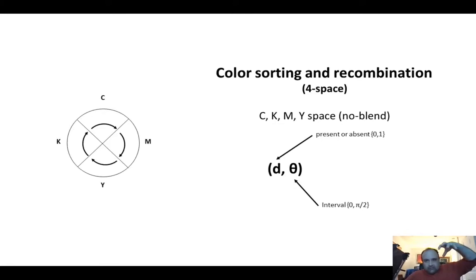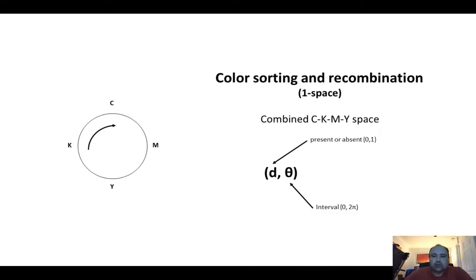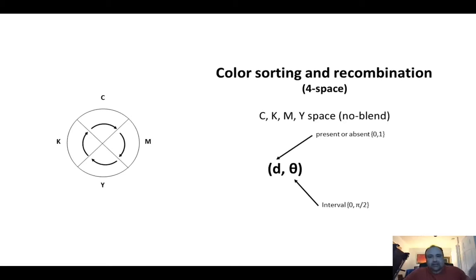This is your decision to make when you're making these in this model, but you can actually modify the model in different ways so that you're representing different things. So you can represent it in a combined CK space, combined MY space, or combined CK MY space. So the whole thing is undifferentiated. Your agent maybe isn't recognizing specific components of it.